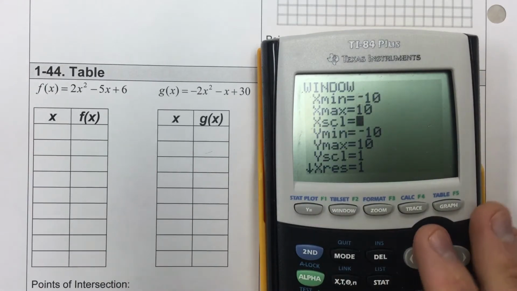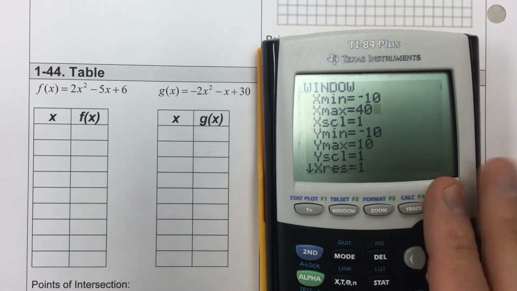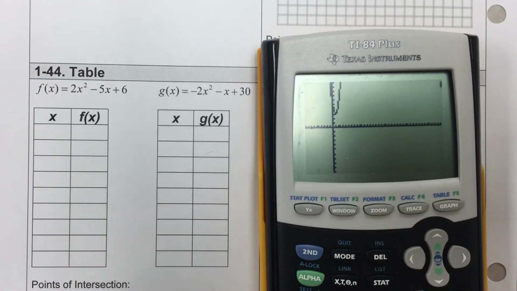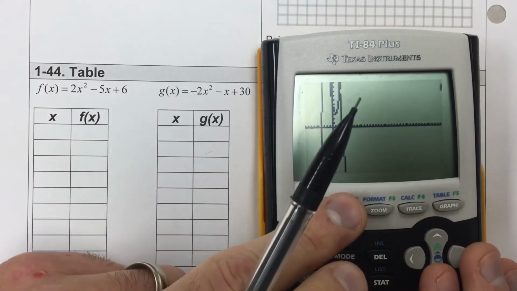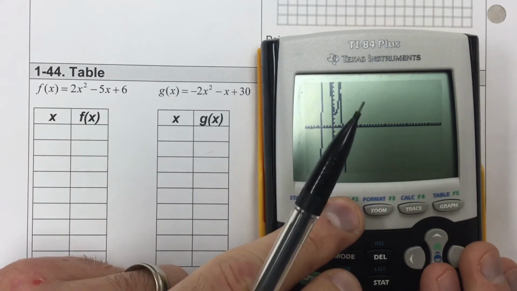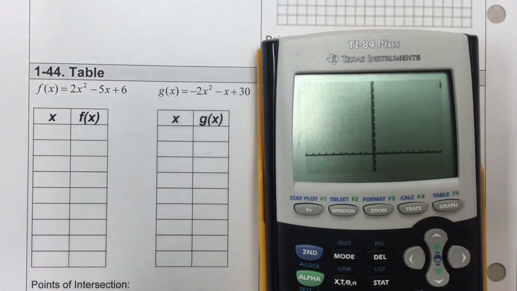I want my y max. I'm going to try 30. I'm going to try 40 for right now. Oops. See, that's why you gotta pay attention. I changed my x max. Change my y max to 40. All right, now I get a good view.